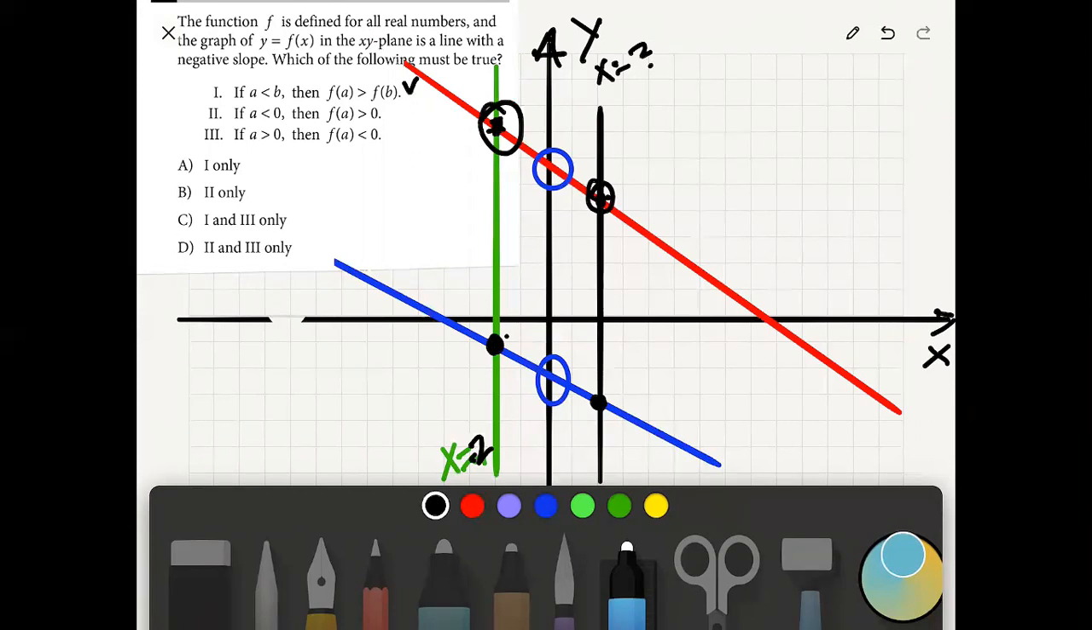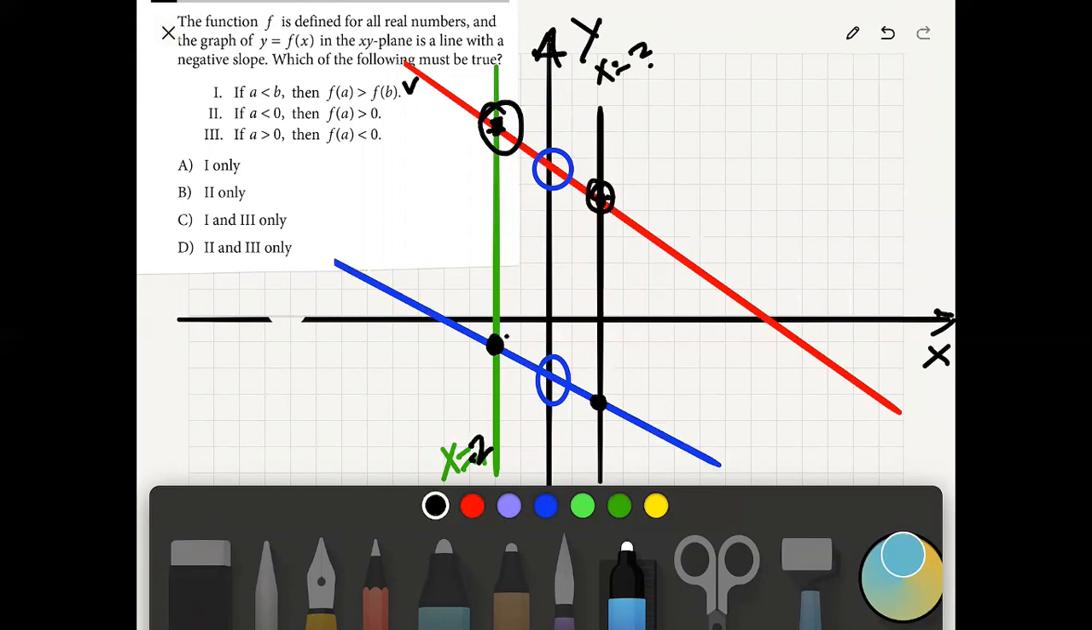Just because we found two examples where it worked, it doesn't mean that it's absolutely true, but it definitely might be true. So let's look at the next ones and see if we can find something on that one. It says if A is less than 0, then f of A must be greater than 0.